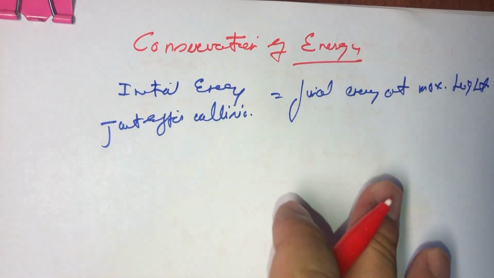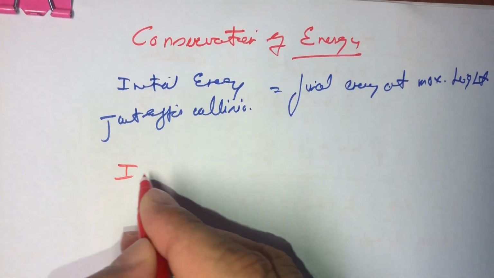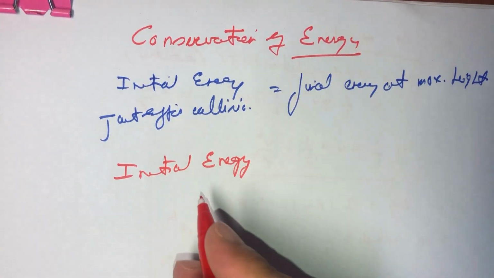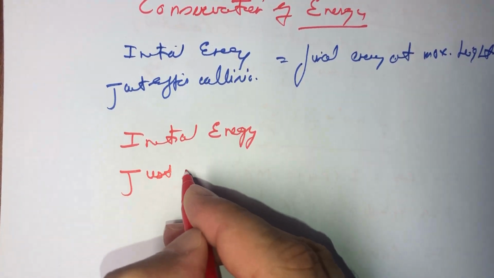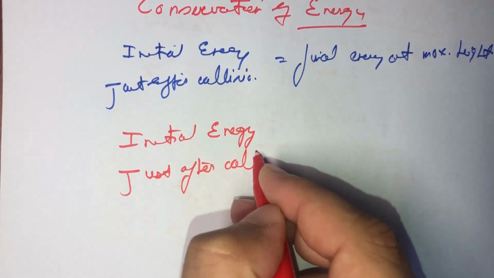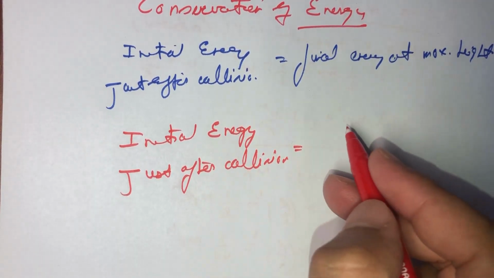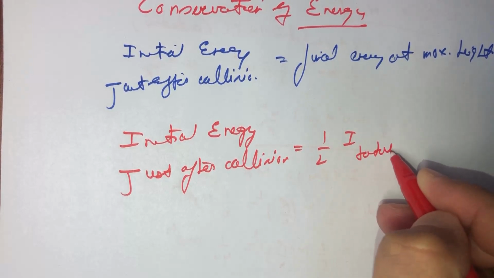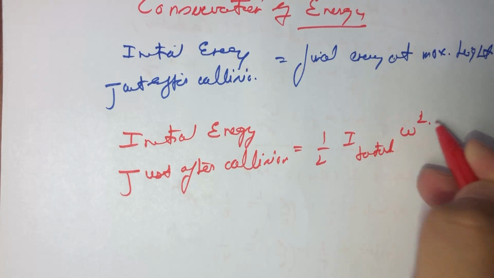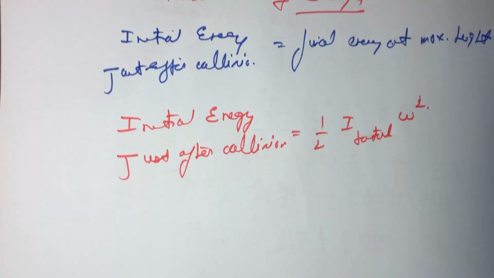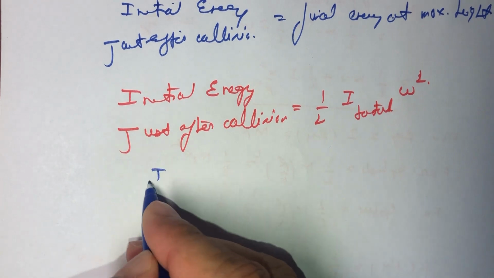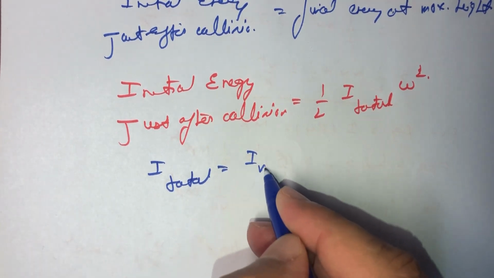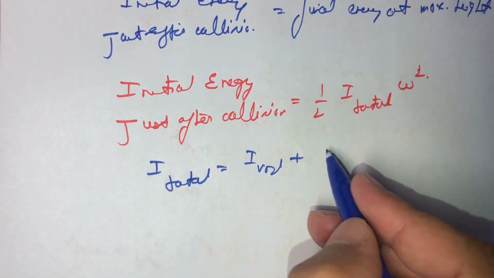So let us first of all find out the initial energy. The initial energy just after collision will be equal to half the moment of inertia of the total system multiplied by omega square. Let's find out the total moment of inertia. I total will be equal to the moment of inertia of the rod plus the moment of inertia of the block.